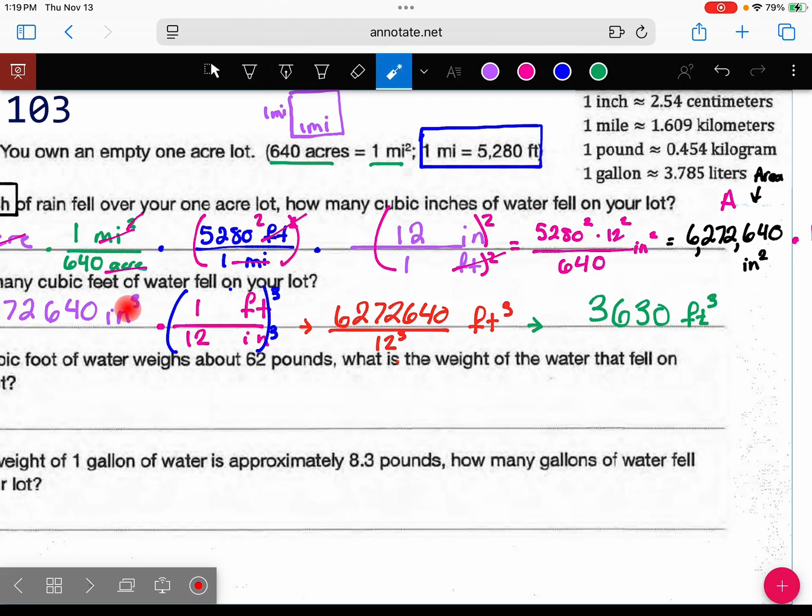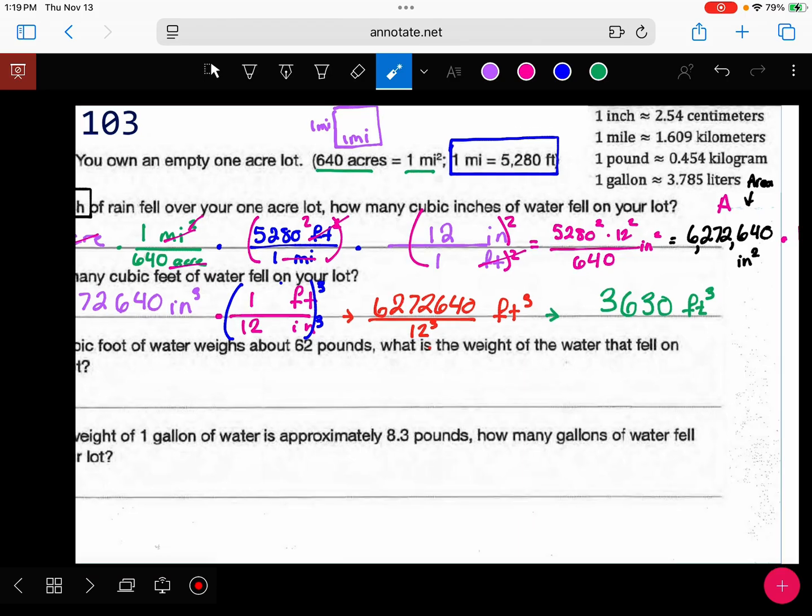When we are trying to cancel out more than once, whether we're dealing with volume or with area, we've got to make sure we have the same exponent. I can't use straight miles to cancel out miles squared. Just like I can't use inches to cancel out inches cubed, I need cubic inches. So we have to have the exact same unit to be able to cancel them out. So we got 3,630 cubic feet of water fell on our farm.